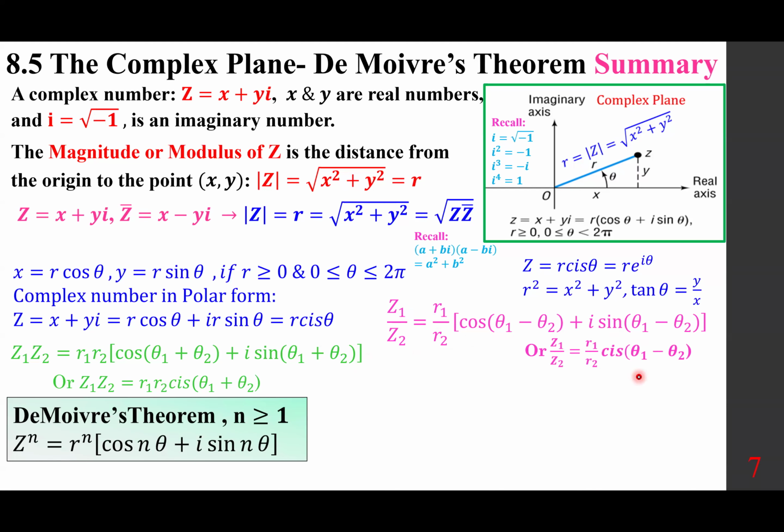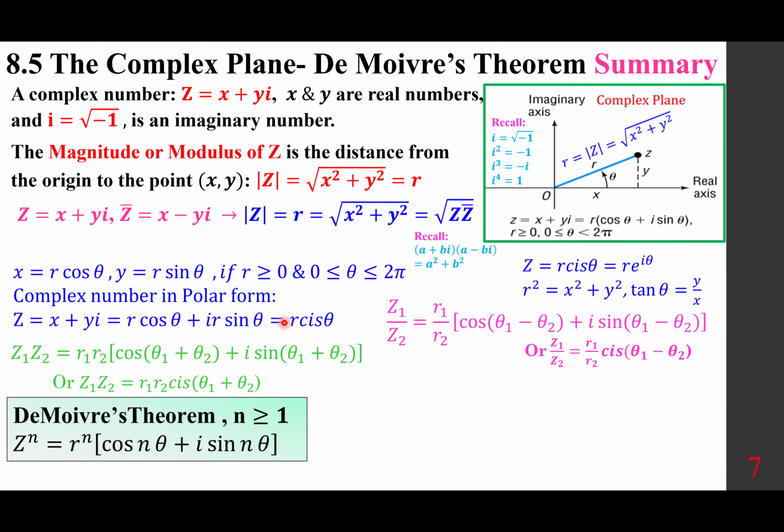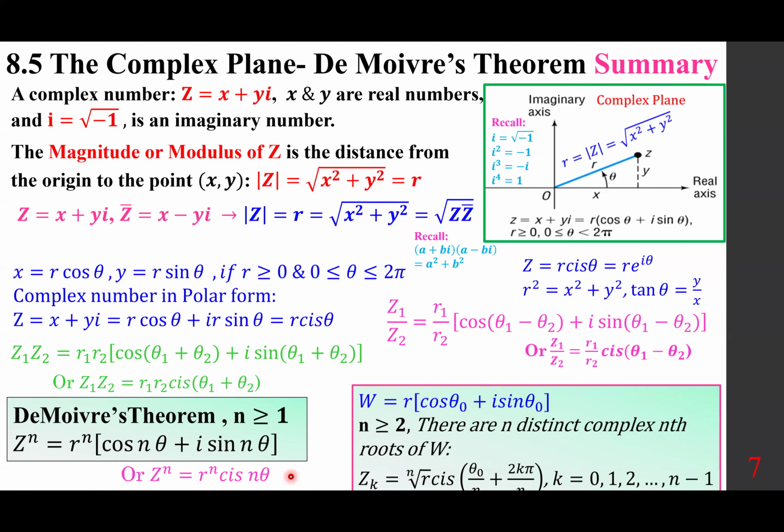De Moivre's theorem. It says if you want to raise Z to the power of n, then look at this one. R to the power of n cis n theta, or cosine of n theta plus I sine of n theta. Again, shorthand notation. Remember, cis is the shorthand notation.